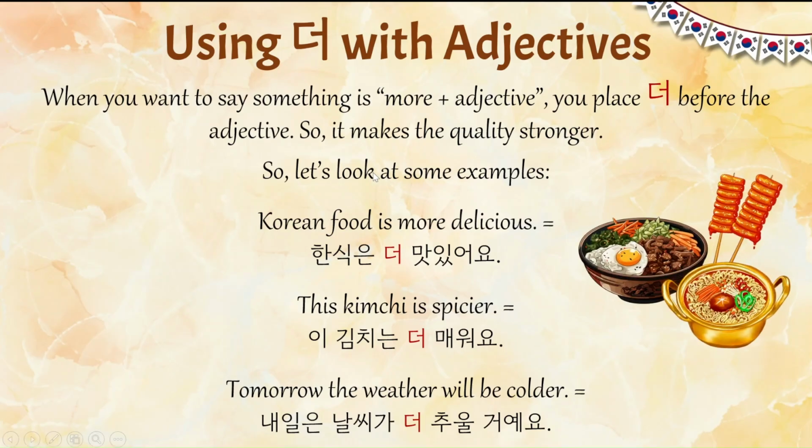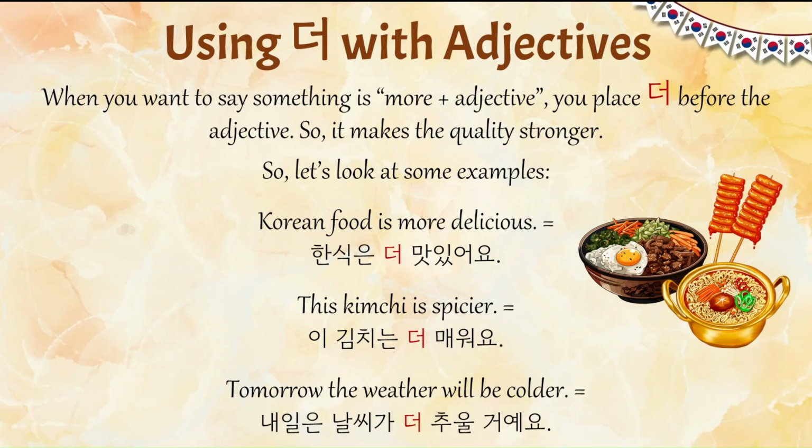Korean food is more delicious. Now, if you have to say Korean food is delicious, how are you going to say that? 한식은 맛있어요. Simple. But you have to say Korean food is more delicious. So for that, as we have learned right now, we place 더 before the adjective. Now, what is the adjective? 맛있어요. So you place 더 before it. 더 맛있어요. 한식은 더 맛있어요. Very simple. This is how it works.